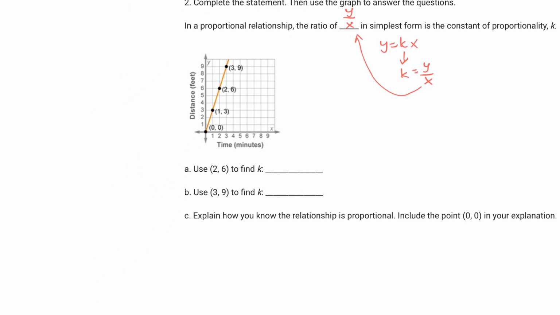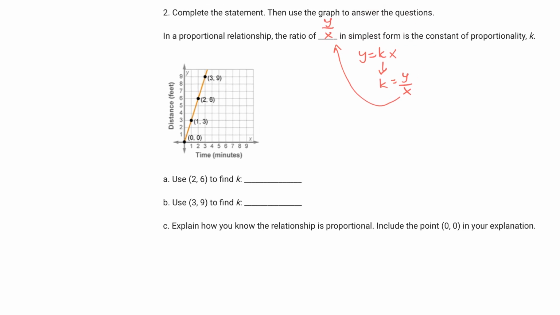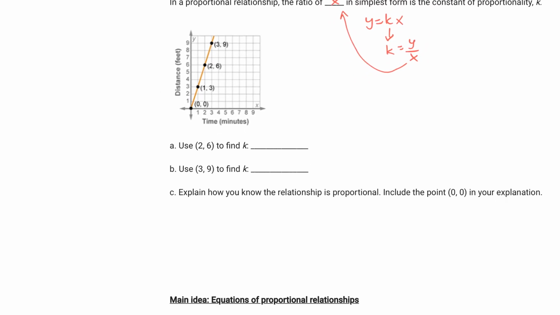So what do we got here? We got this straight line that goes through the origin, so it must be proportional. Use 2 comma 6 to find k. This is the x and this is the y, so y over x is 6 over 2, which is 3. Use 9, 3: y over x is 9 over 3, which is also 3. So that's the constant of proportionality. It's also the unit rate.